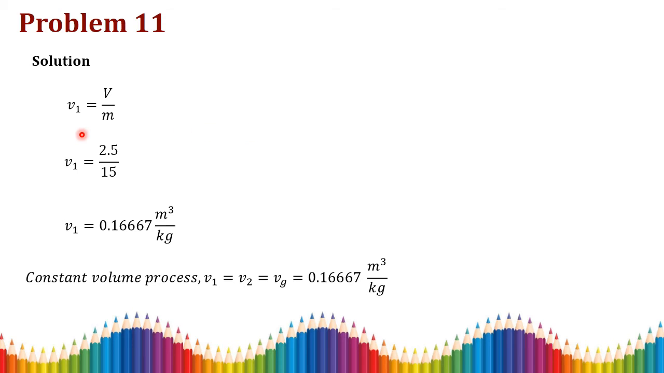So for that, the specific volume V1 is equal to capital V by M. The total volume V is 2.5 divided by mass 15 kg. So V1 is equal to 0.16667 meter cube per kg. Since it is a rigid tank, it is a constant volume process. So we can write the specific volume V1, which is equal to V2, which is equal to Vg, which is equal to 0.16667 meter cube per kilogram. Since it is completely vaporized and a dry process, we can take it as Vg.